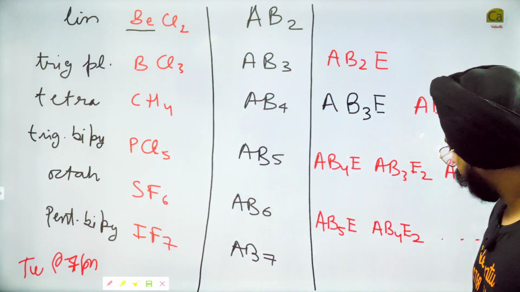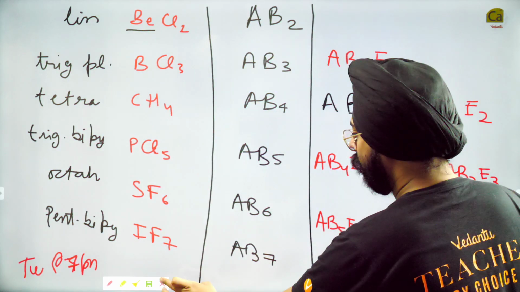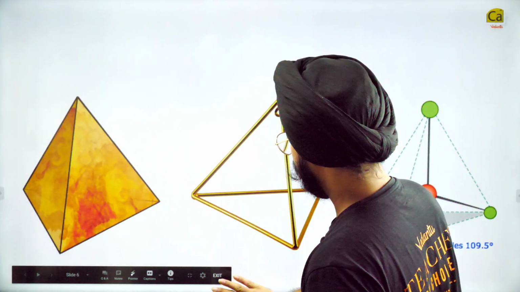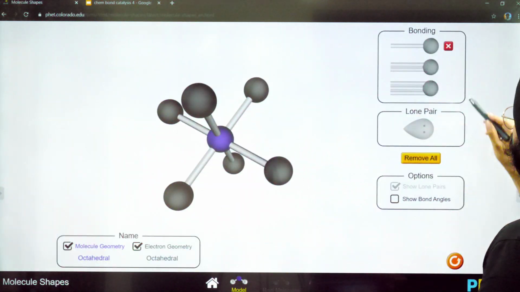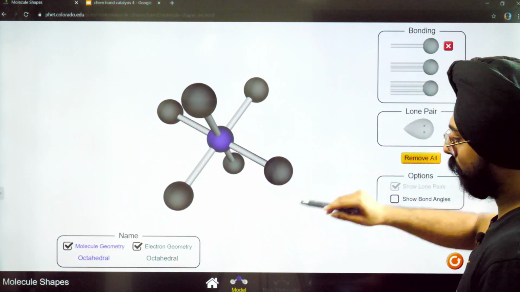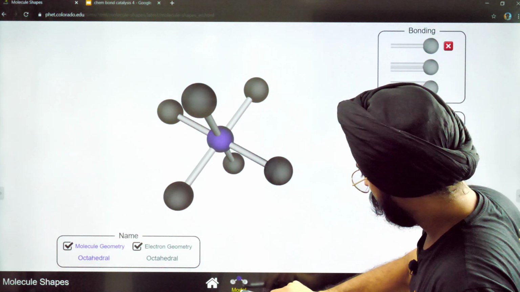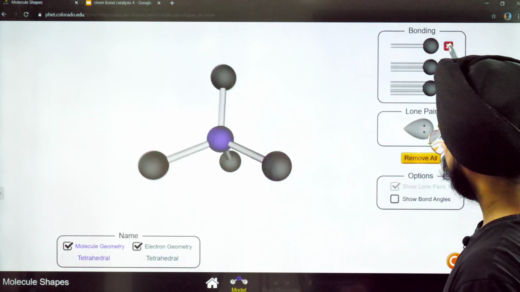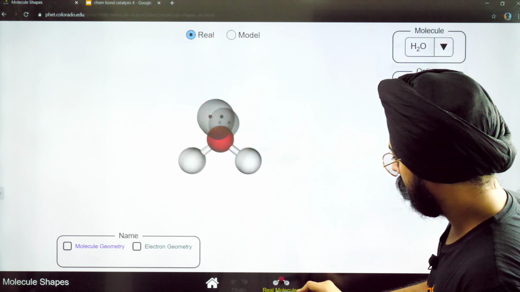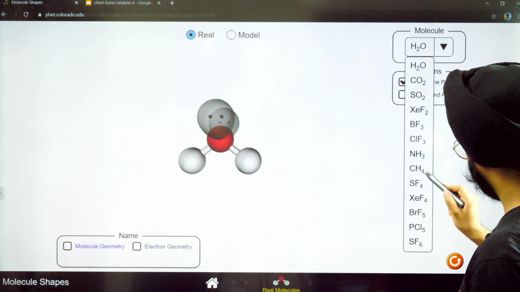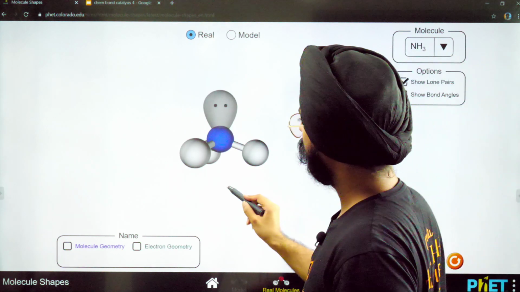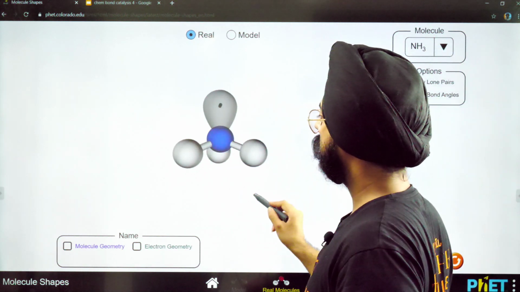Okay? So finally what I want to show you is the case of NH3. Let me quickly show you NH3, I mean ammonia, once. Yes, here it is. This is your ammonia.